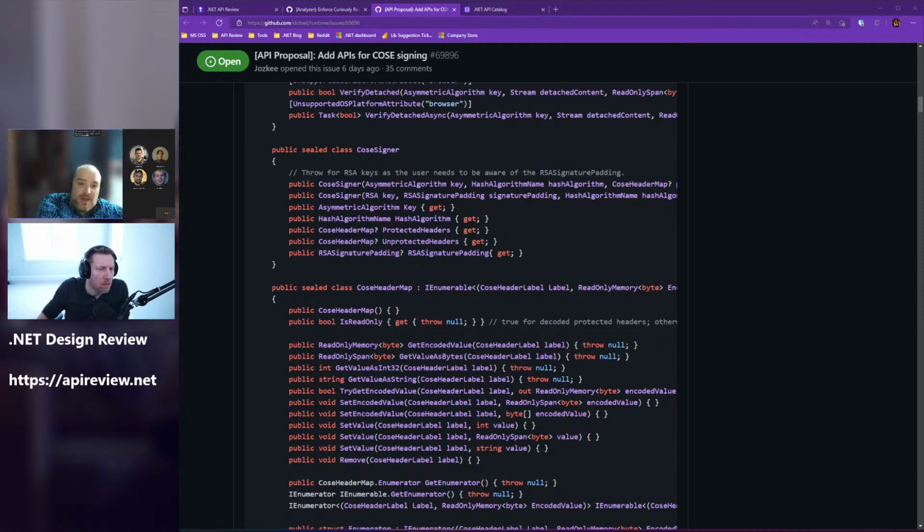So these just pack the parameters up to the sign methods. You have both protected headers and unprotected headers as nullable properties. Would it ever make sense just to put sentinel empty collections there so that they're not nullable? Or is that just not a thing?